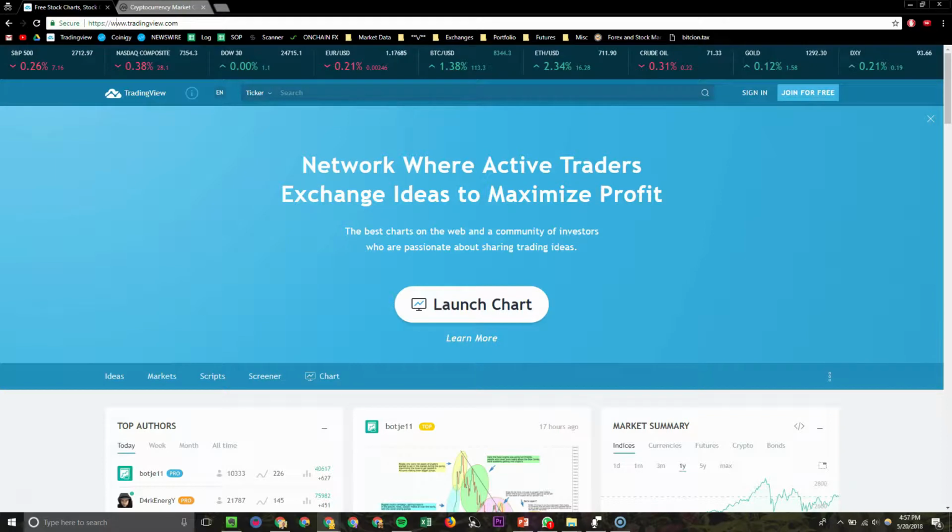Alright, so let's check out TradingView. You're going to go to tradingview.com. I'll leave a link in the description if that's helpful. And so TradingView, what's the deal? TradingView does a lot of stuff, but most importantly, it is the most robust charting software that's available to us crypto traders. They have the most exchanges.